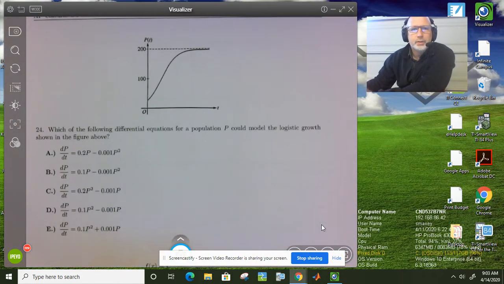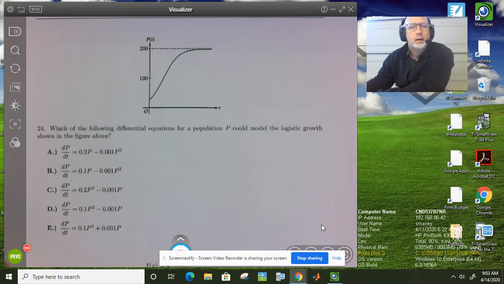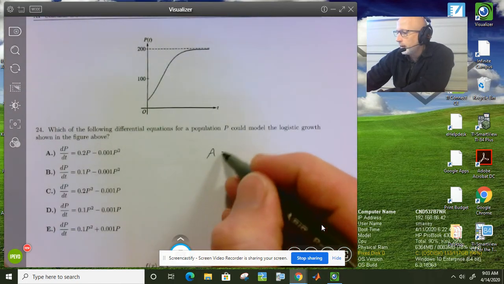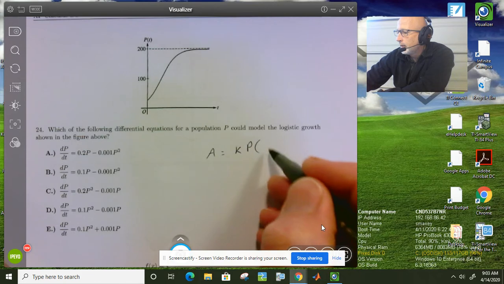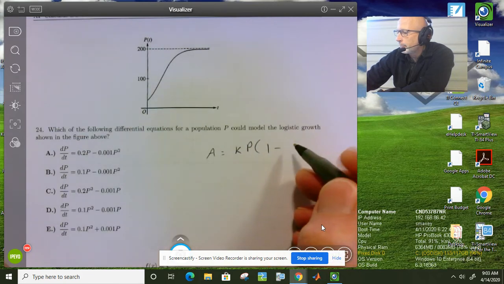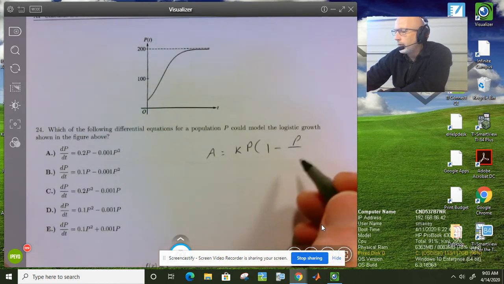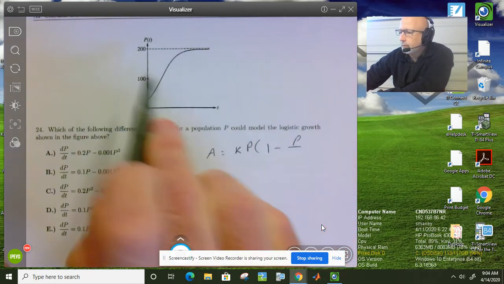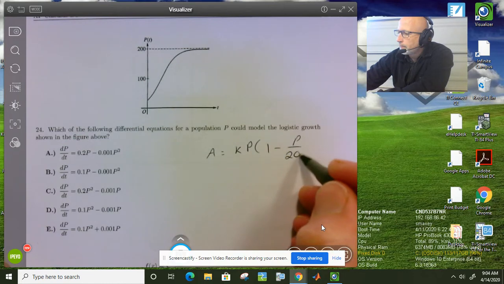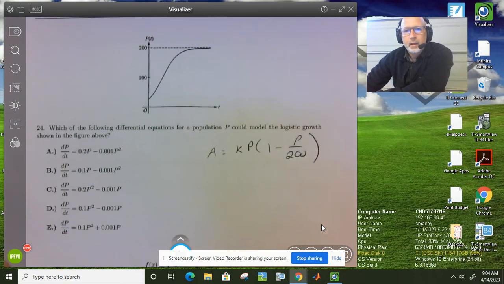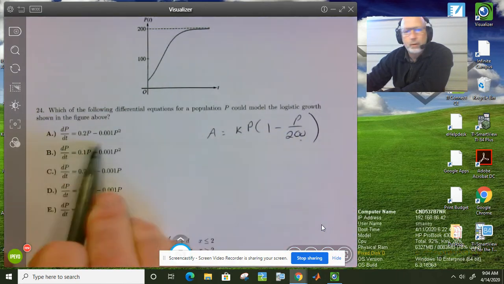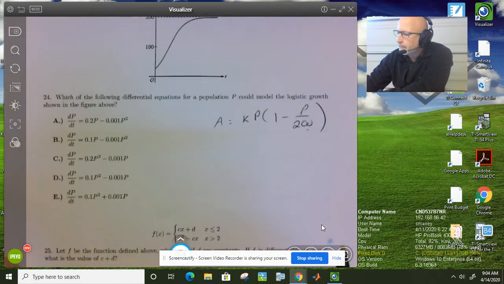It says, which of the following differential equations for population P could model the logistic growth figure shown in the figure above? So we know that the equation for this is going to be dP/dt is equal to some K value times P times 1 minus P all over whatever the carrying capacity is. In this case, we know the carrying capacity is 200, so it should look like that. So all I'm going to do is focus on which one of these is going to give me 200 when I write it in that form. Okay.